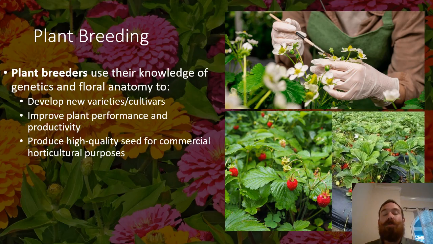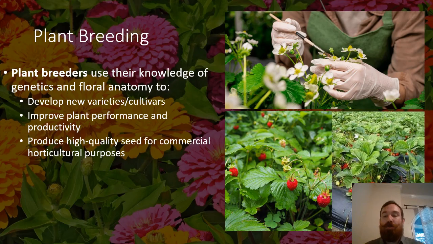Plant breeders' main goals are usually to develop new varieties and cultivars. Every seedling that you get is unique genetically. And if you can produce the perfect genetic offspring, then you can reproduce it using cuttings or any of the other types of vegetative propagation techniques, which allow us to make a clone, essentially, of that original ideal plant. We can also improve plant performance and productivity.